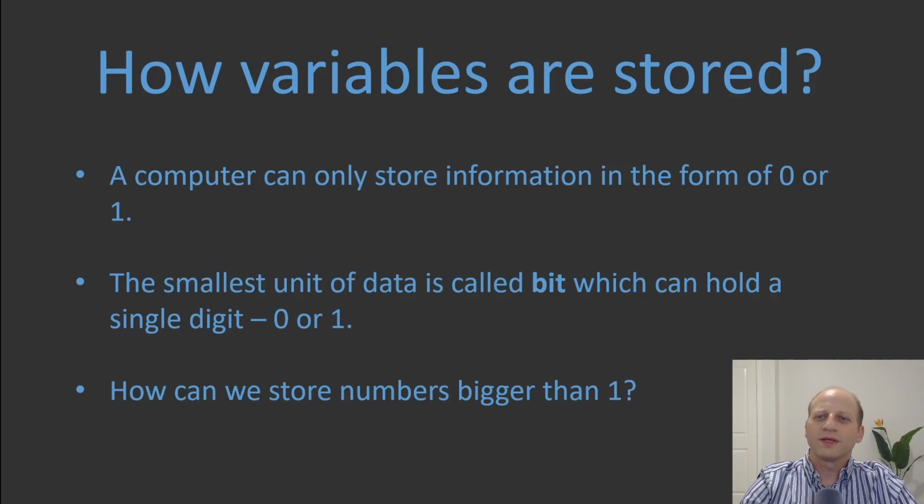Now, consider we would like to create a variable and store a number like 250 in it. As you remember, computers can store data only in the form of 0 or 1, or in other words, in bits. A bit is the smallest unit of data a computer can store. But if the computer can store only bits of 0 or 1, how can we use these bits to store different data, for example numbers such as 15 or 250? To answer this question, let's see what numerical systems are.